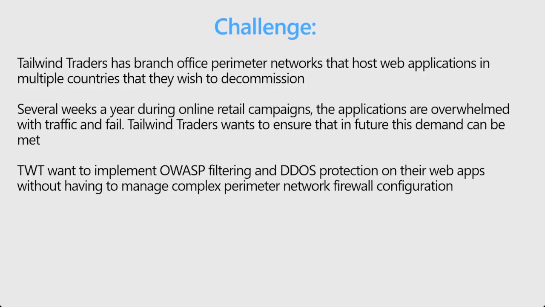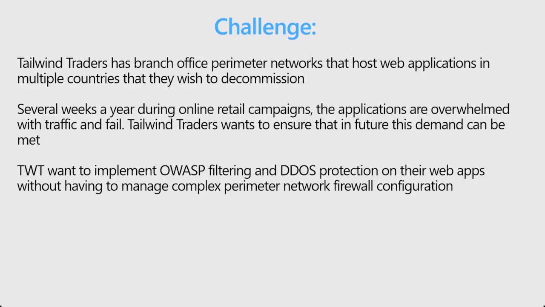The other thing that they want to do is they want to put in OWASP filtering and distributed denial of service protection for their web apps. And they don't want to be sitting there managing complex perimeter network firewall systems. One of the things that they've learned is that occasionally people would run denial of service attacks against their applications during one of these retail campaigns, which meant that the websites went down faster. So what can they do about that?